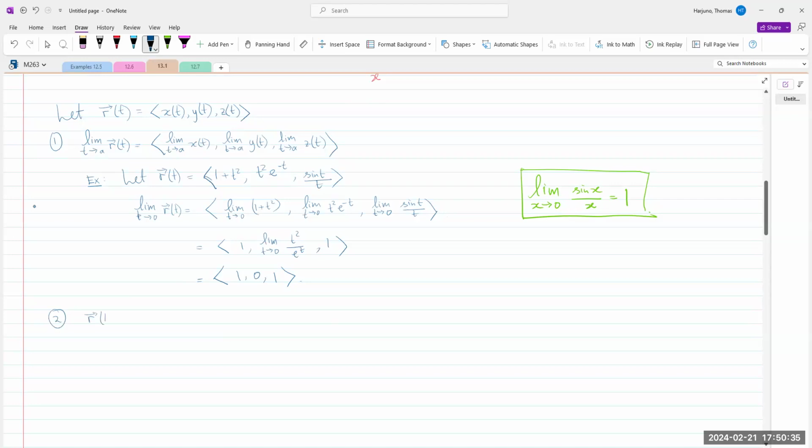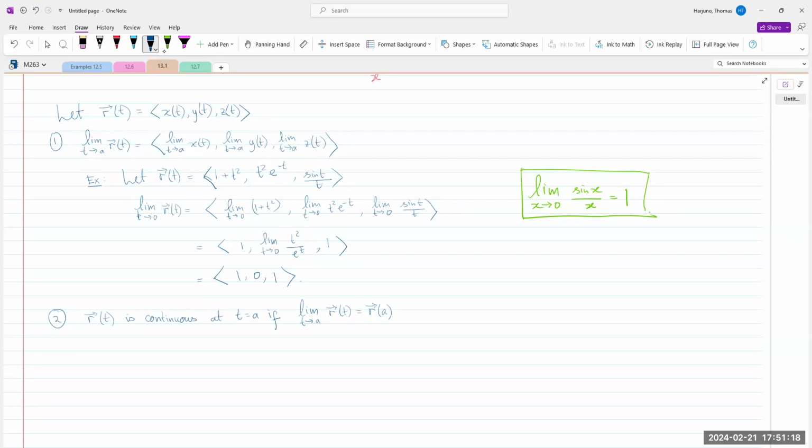A vector function r(t) is continuous at t equals a if the limit as t approaches a of r(t) is equal to r(a). This is basically the definition we have in Calculus 1, but this time we apply that to 3 dimensions, to the x component, to the y component, to the z component.